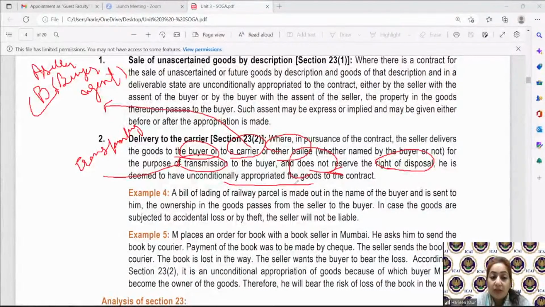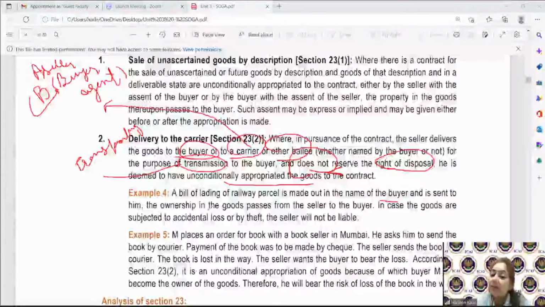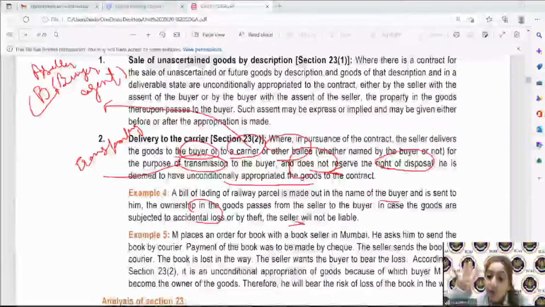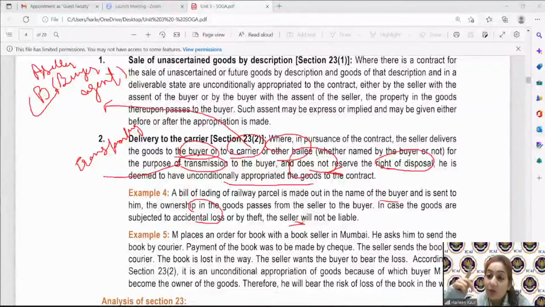Let's read example number 4. It says a bill of lading of a railway parcel is made out in the name of the buyer and was sent on. The ownership passes from the seller to the buyer. The moment the bill of lading, a document of title to goods, has been sent to the buyer, the ownership has been sent. In case any accidental loss or theft happens, the seller will not be liable, children. Very important example. Remember in that example which we discussed, the definition of document of title to goods, 4 copies of the lorry receipt were made. One is with the seller, one is with the buyer, the original copy was sent to the buyer, one was given to the transport authorities and another one to the accounts department. So now the transport authorities will check the copy with the buyer and the buyer will get the goods.